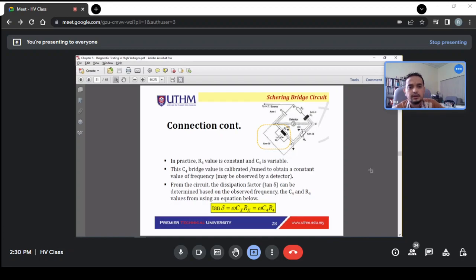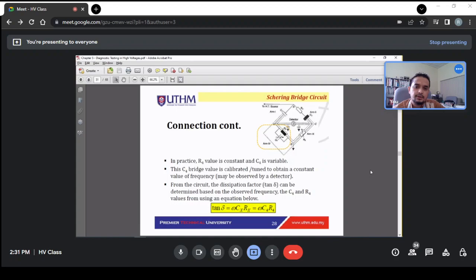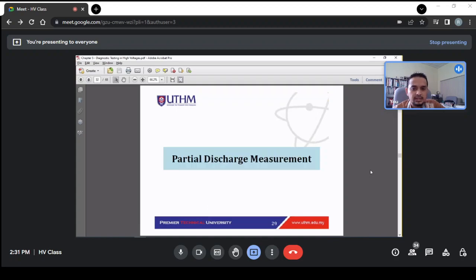Okay, this is how they calculate by formula. And then now we go to the second non-destructive test, which is the partial discharge measurement. This is the most popular non-destructive test that has been implemented in practice. Researchers are very keen to look at partial discharge measurement.